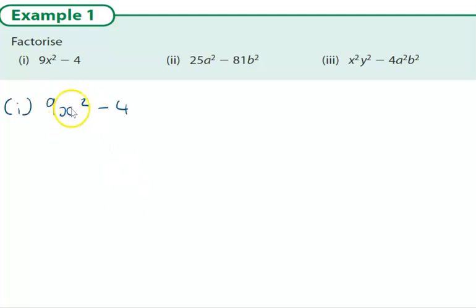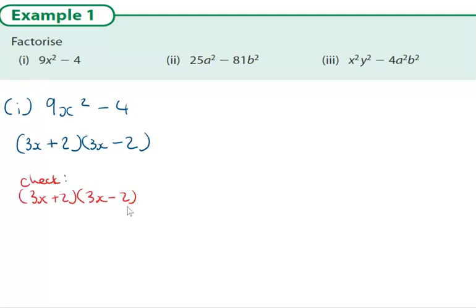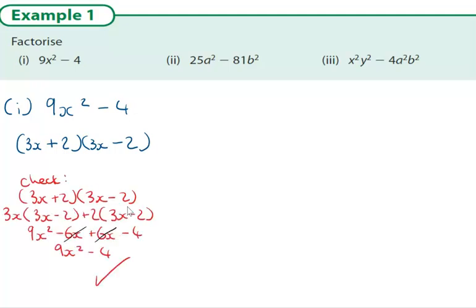So part 1, 9x squared minus 4. So we have two sets of brackets, one's a plus and one's a minus. So we're going to get the square root of 9x squared, and that gives us 3x, so that goes in the front of both brackets, and the square root of 4 is 2, so that goes in the back of both brackets. So then we check by multiplying out our brackets, and we get back to the start, so we know we're right.